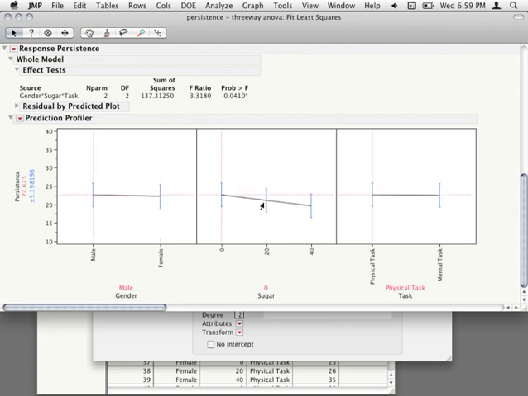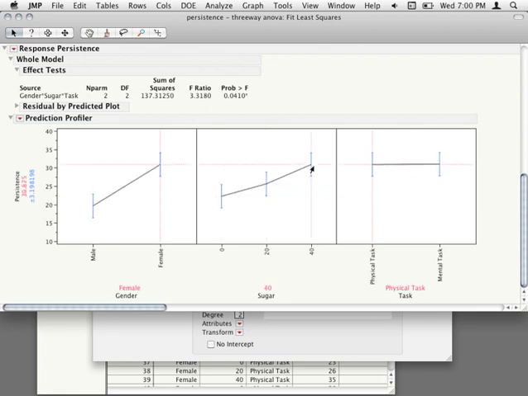We could also look at the effect at different levels of sugar. So we can say at no sugar, the physical task for males is the same. At 20 milligrams, they persist less long on the physical task than the mental task. And at 40, they persist even less on the physical task than the mental. Then we could switch over to females and say, okay, at 0, they do better at the mental task than the physical, or persist longer. At 20, there's really no difference. And at 40, there's really no difference.